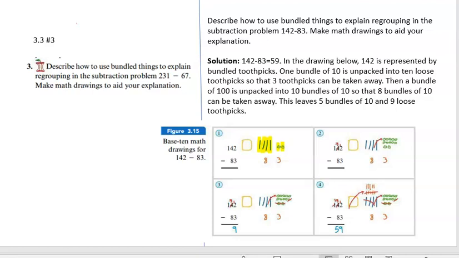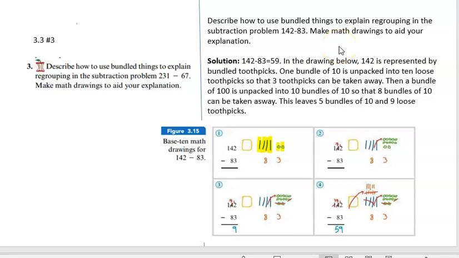Section 3.3, homework problem number 3. In this problem, we're going to demonstrate how to use bundled objects such as cubes and toothpicks to show students how subtraction of multi-digits works, so they will understand the standard algorithm of subtraction better. Here we look at the example, 142 minus 83.